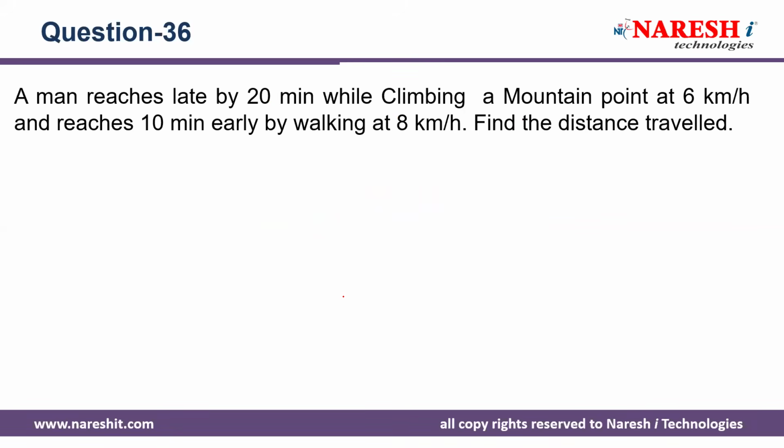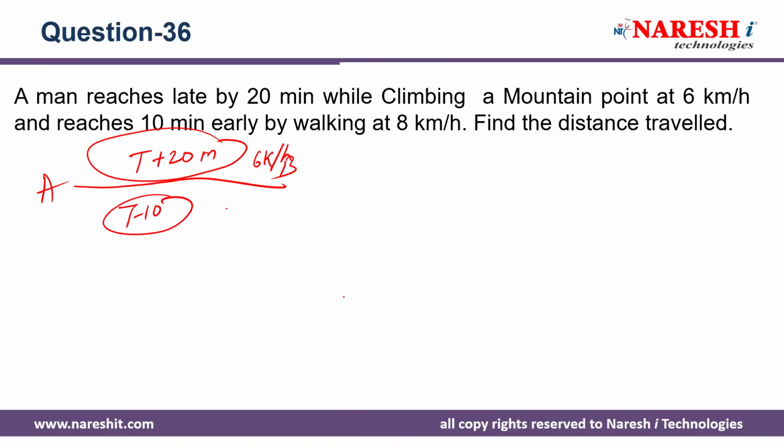Now we start time, speed, and distance. A man reaches late by 20 minutes while climbing a mountain. So imagine from A to B, a man reaches, if the original time taken is T, he's taking late. Late means extra, T plus 20 minutes at a speed of 6 km per hour, and reaches 10 minutes early when walking at 8 km per hour. Find the distance traveled.